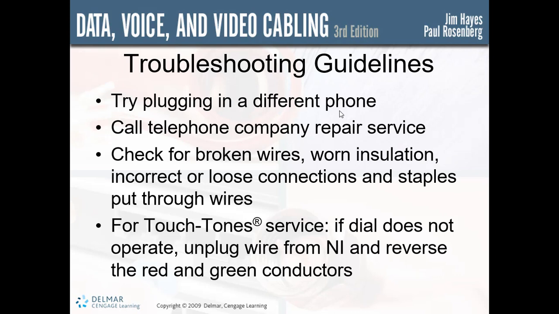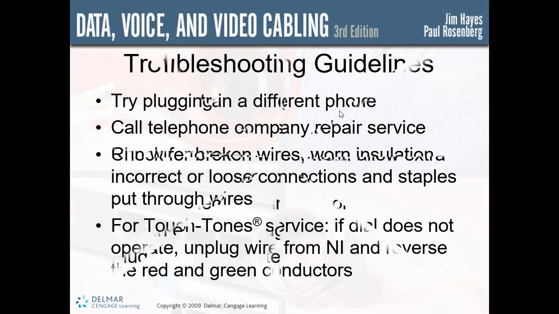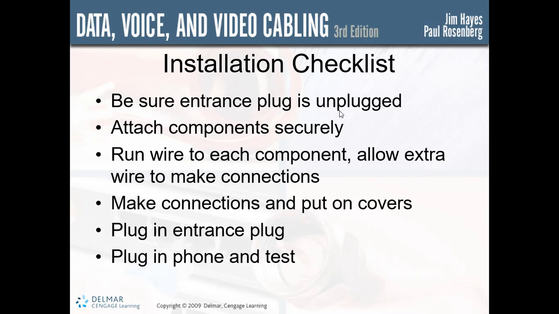Be sure the entrance plug is unplugged from the NI or telephone company provided modular jack. Attach each component securely to the wall or the baseboard. Run wire to each component, allowing enough extra wire to make electrical connections. Make electric connections and put covers on components. Plug the entrance plug into the NI or telephone company provided modular jack. Plug in telephones and test to see if it's working. If need be, just go back to your troubleshooting guidelines and find out if it's all working or not.